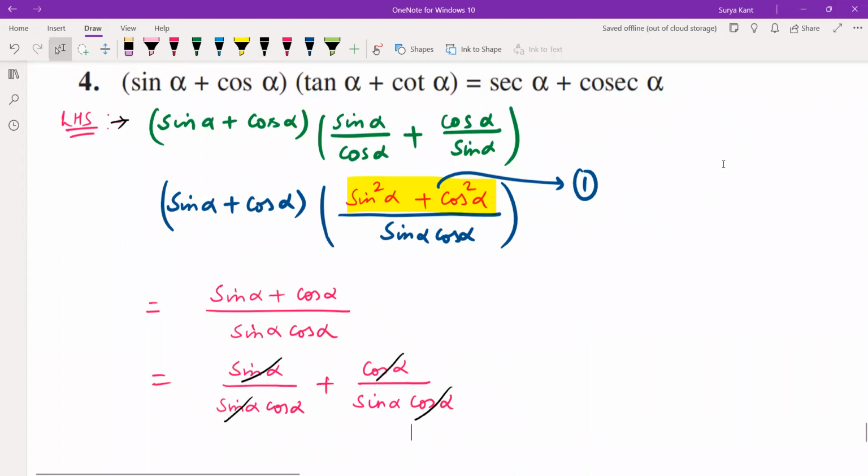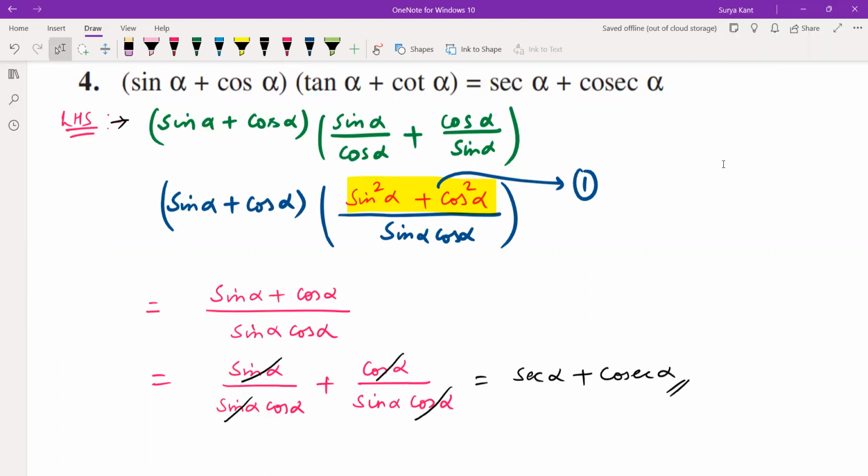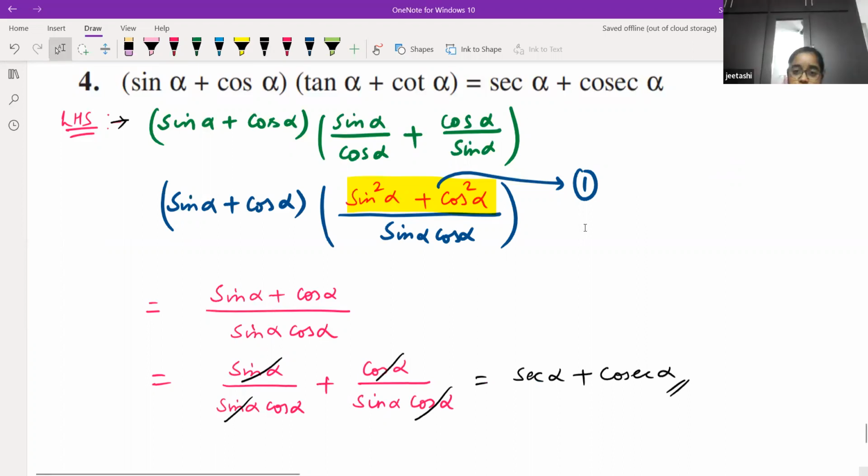So 1 by cos alpha we got as sec alpha, and plus 1 by sin alpha we got as cosec alpha. Jitasi, understood what we should do now here? Yes, sir. Automatically the answer will come if you do it again and again and again. Correct. Okay, sir. Got it.